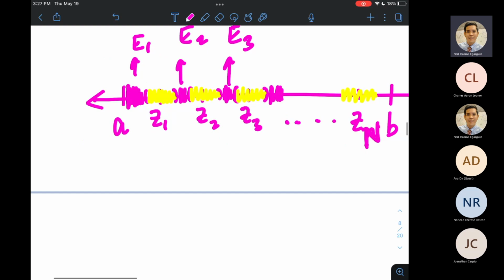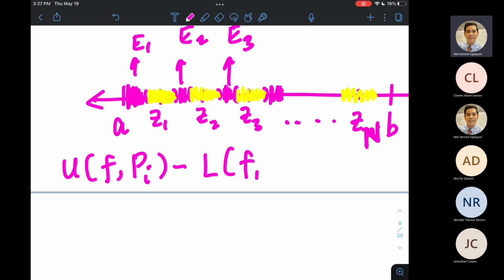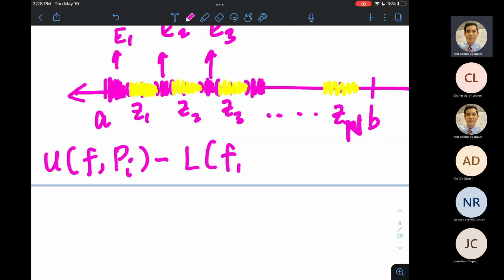So ibig sabihin, we can find a partition inducer of E sub I such that the upper Riemann sum of f relative to P sub I minus the lower sum of f relative to the partition inducer P sub I. Pero mind you, si P sub I dito ay partition inducer ni E sub I. Doon lang siya nagwo-work sa doon sa mga subintervals kung saan continuous yung ating function f, right? And I can make it close, very, very close.